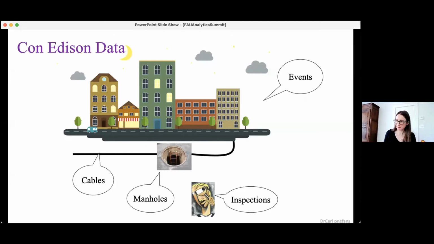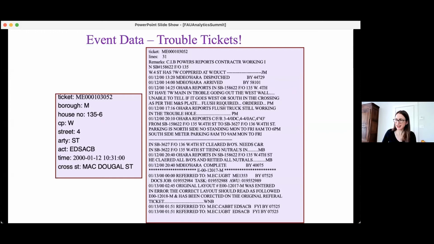I want to show you some of the event data, because that data was our most important data, because we were trying to predict events, but it was very difficult to work with. I get a headache just thinking about how difficult it was to analyze this data. My collaborator, who's an expert at natural language processing, says this is not natural language.